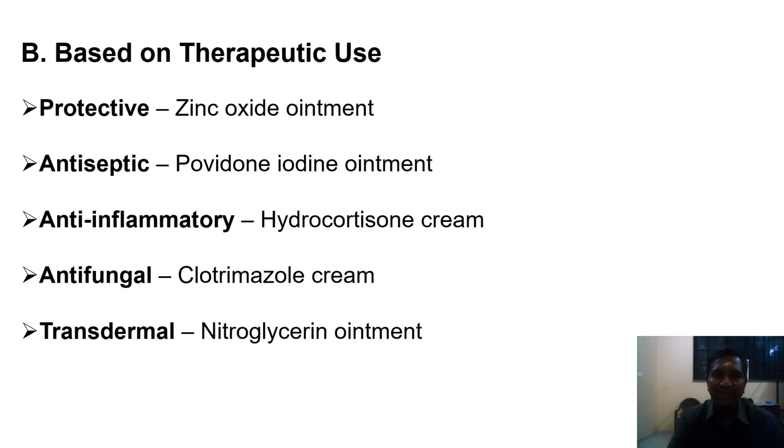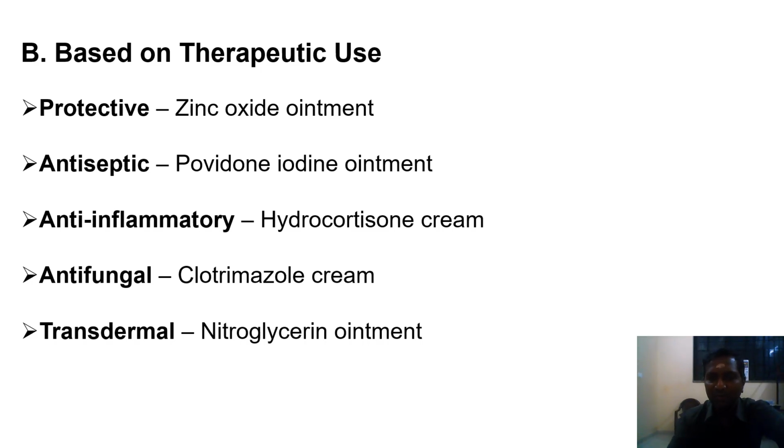Semi-solid dosage forms can also be classified based on therapeutic use. Depending on the drug present in the formulation, they can be used for different therapeutic purposes. For example, protective preparations are used to protect the skin from irritation or damage. A common example is zinc oxide ointment. Next are antiseptic preparations, which help kill or inhibit the growth of microorganisms. An example is povidone iodine ointment, which is widely used for wound care. Another category is anti-inflammatory preparations, which reduce inflammation and swelling. An example is hydrocortisone cream, commonly used in dermatological conditions.